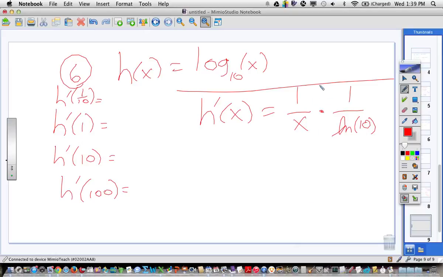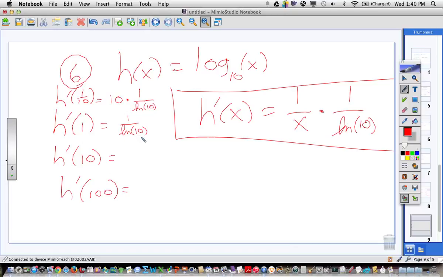Once you have that, now the rest is easy. So we put a 1/10 in for x. What's 1 over 1/10? That would be 10 times 1 over ln 10. Now, could you put that as 10 over ln 10? Sure. h prime of 1. Put a 1 in for x. That's just 1 times 1 over ln 10, or just 1 over ln 10. Just leave it like that. That's fine.